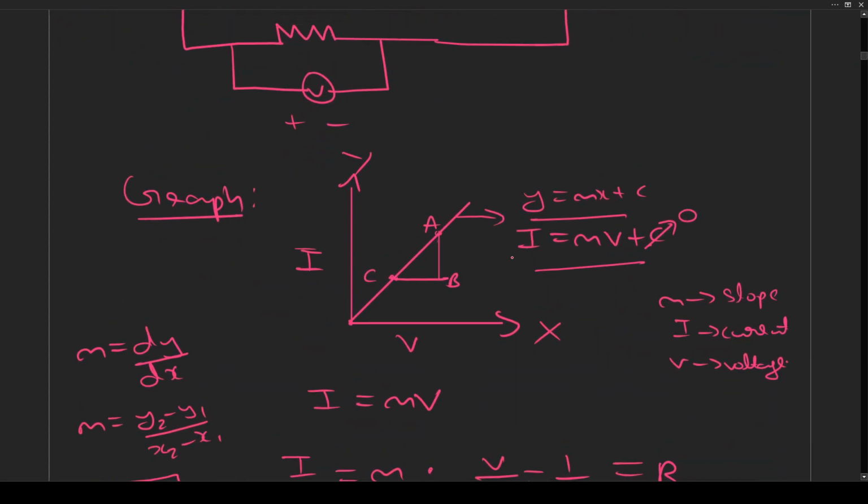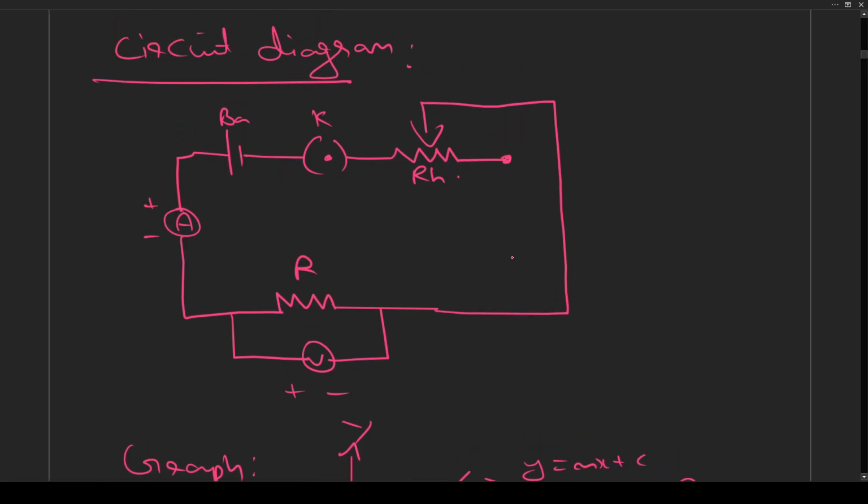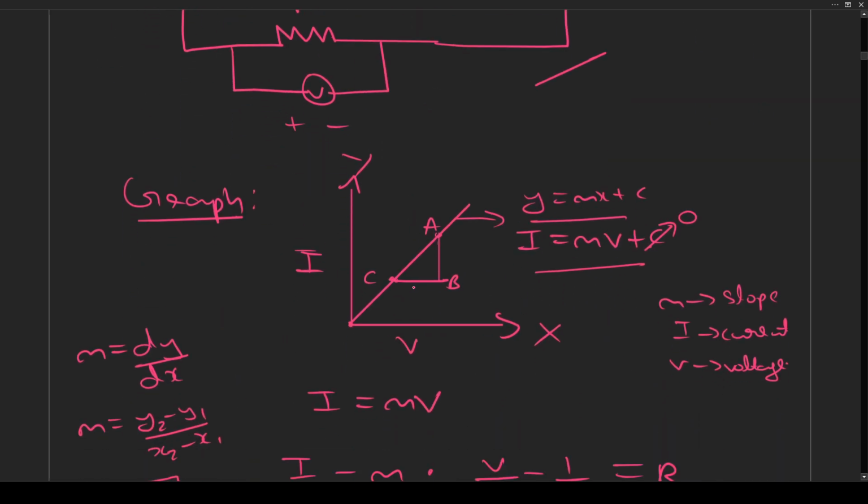Now we only have two diagrams here. In our first experiment, we only have the circuit diagram. We should mention BA is battery. I'm not writing it to not waste time, but it is mandatory to write BA, which is battery, K, which is switch, and so on.